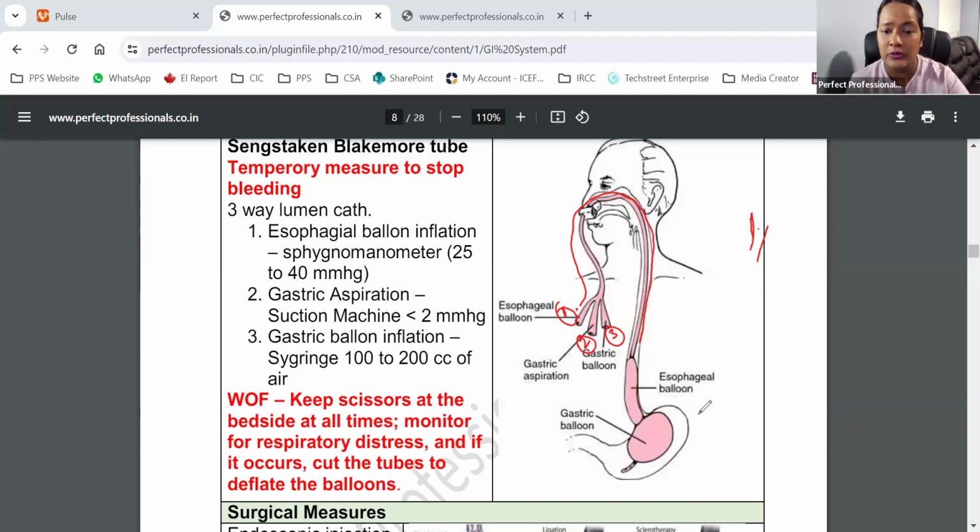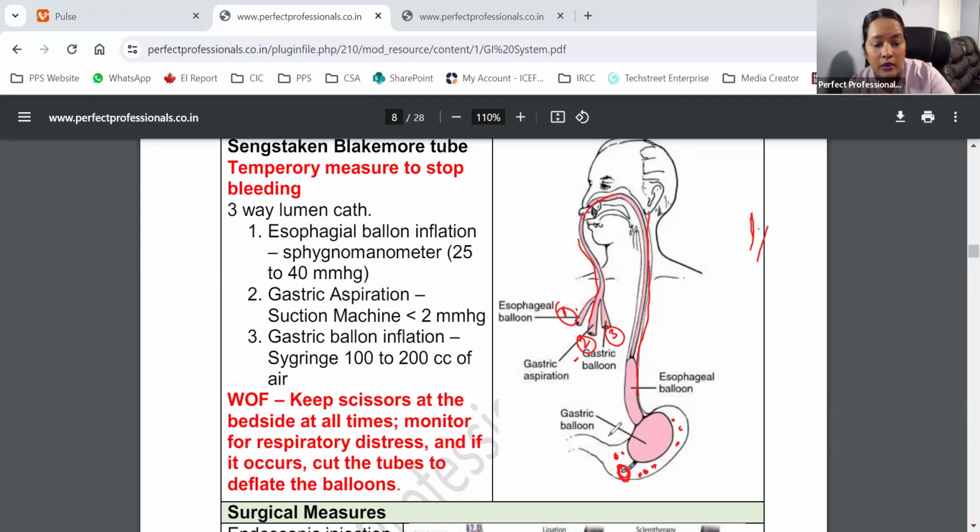What is your second tube doing? Your second tube goes into the patient's stomach. We are aspirating, because we need the stomach empty. The patient is nil by mouth and the stomach has to be empty, so we put this on suction. That will be continuous low suction at less than 2 mm Hg.